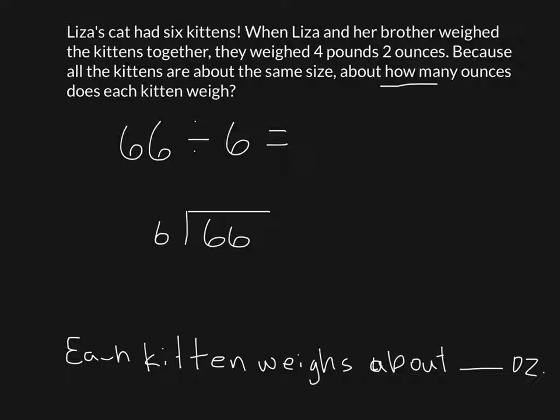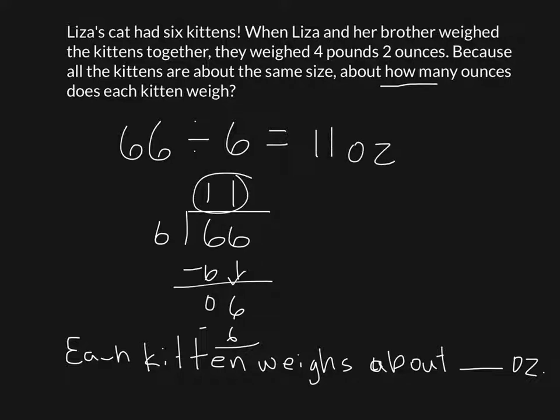So 6 goes into 6 one time. 1 times 6 is 6. I subtract. I've got 0 left over. I break down my next 6 in the ones place. 6 goes into 6 ones, another 1 time, and of course I have nothing left over. So 66 divided by 6 equals 11 ounces, and I'll put that down here. So each kitten weighs about 11 ounces.